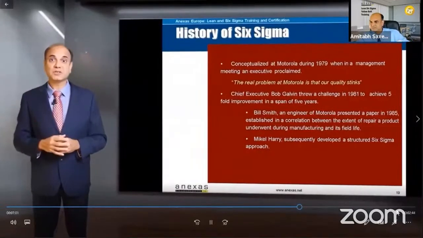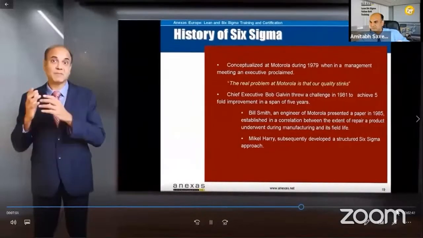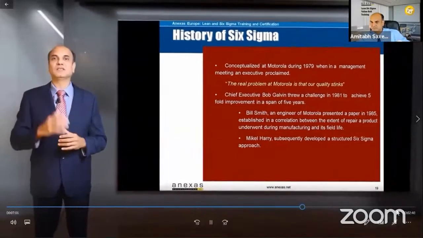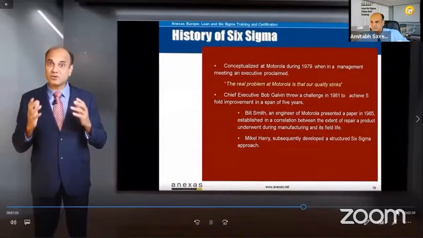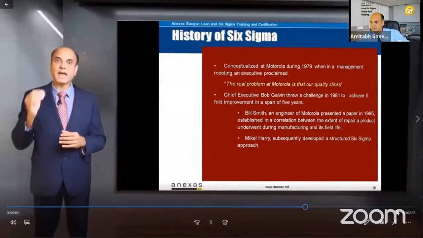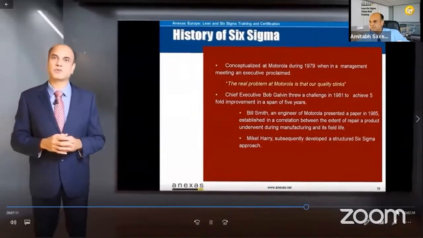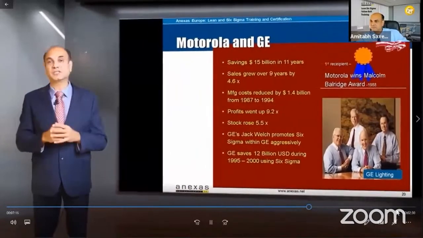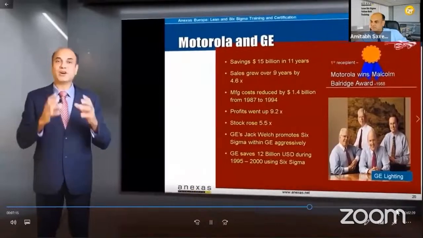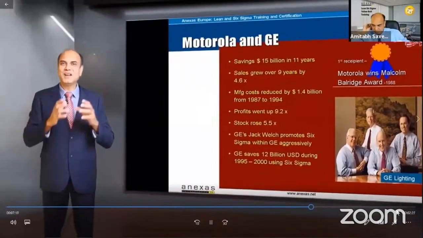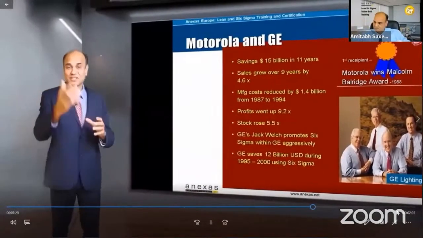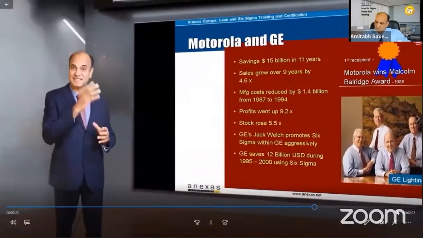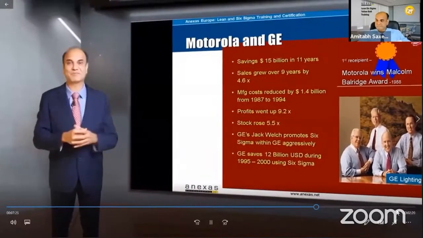Bob Galvin was so much impressed with what Bill Smith and Michael Harry were doing, he told them to develop a methodology which, if applied to the organizational processes, can improve the processes. So he was particularly impressed with what they were doing. They were choosing improvement projects. Now, what is the definition? As I told you, definition of a project is it has a starting point, it has an end point, it doesn't exist after some time.